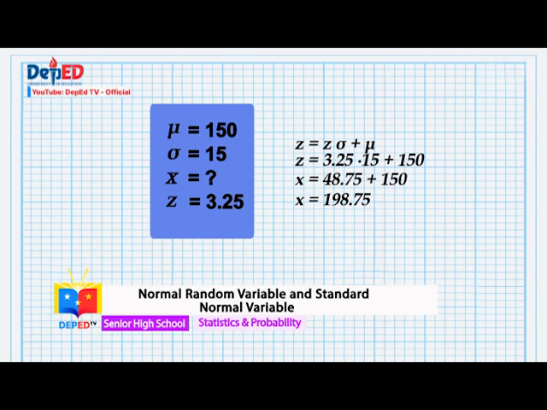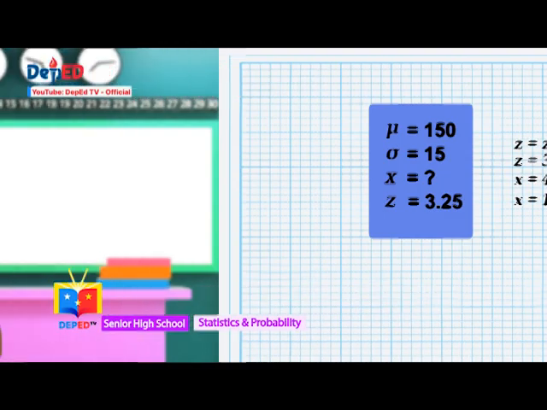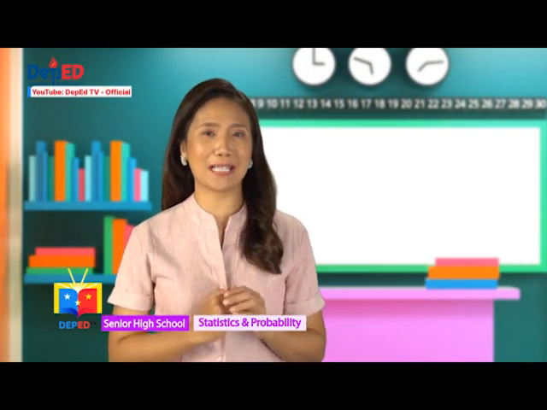The product of the z-score and the standard deviation is 48.75. Increasing the product by the mean will give us 198.75. Thus, the actual height of Sir Victor is 198.75 centimeters.